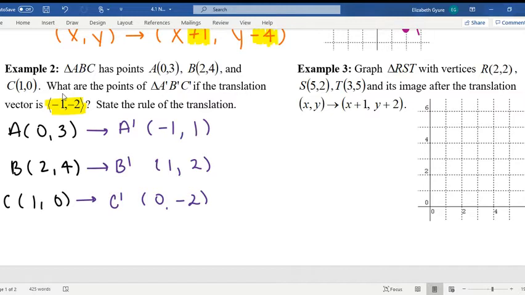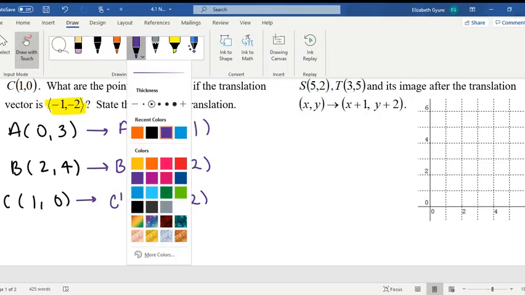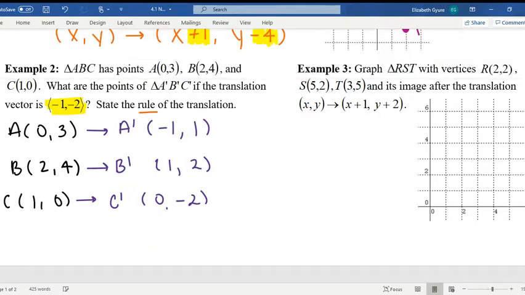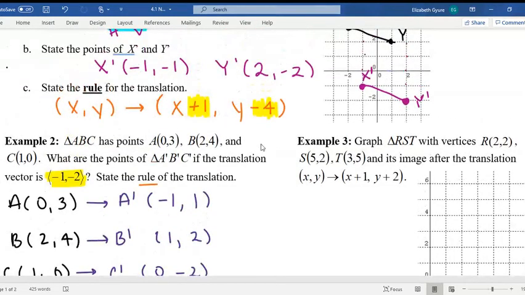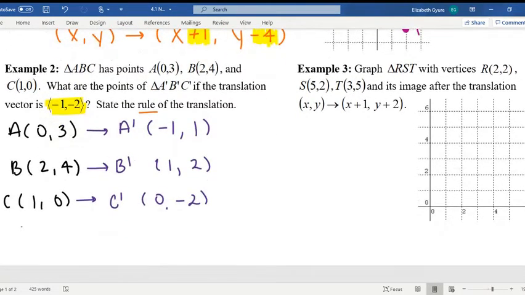Okay. And then the last part, it said to state the rule. So rule means write it like we did up here, right, with the x, y. So for our rule, remember you do x, y, and then your arrow, and then give yourself an open set of parentheses, and then put your x again. Now your horizontal component was -1. So I should put x and then what?